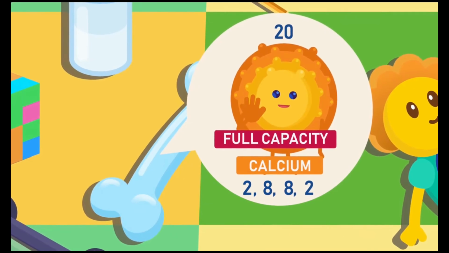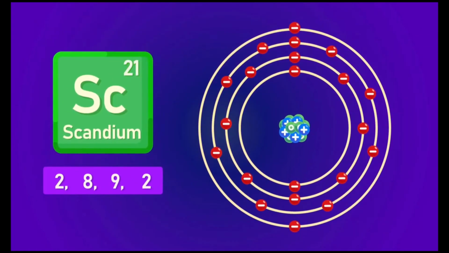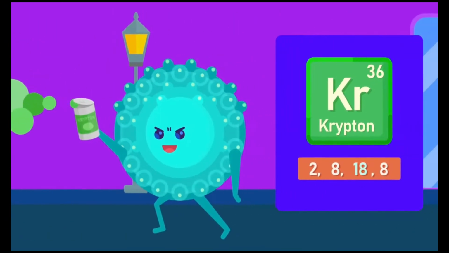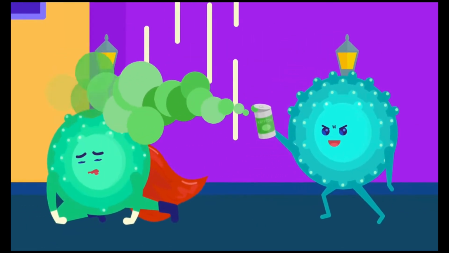Please remember that this only holds true until here. When the atomic number is more than 20, the third and the next shells will be filled differently. For example, the third shell can fit up to 18 electrons. It will be discussed in a later video.